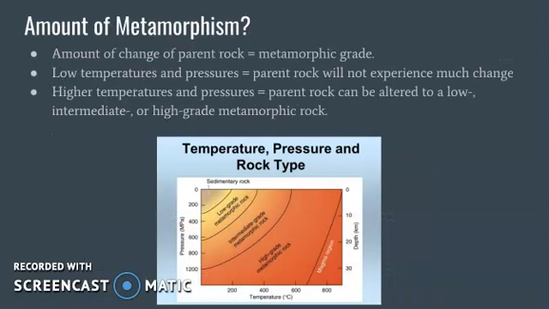So can the amount of metamorphism vary? Yes, it can. The amount of change of the parent rock is known as the metamorphic grade, and the metamorphic grade is impacted by the change in temperatures or pressure. So with low temperatures and low pressures, the parent rock will not experience much change and will be low metamorphism. But if you have higher temperatures and pressures, the parent rock can be altered to a low, intermediate, or high grade metamorphic rock. So as you increase temperature or increase pressure, it will change the amount of metamorphism, or the metamorphic grade.